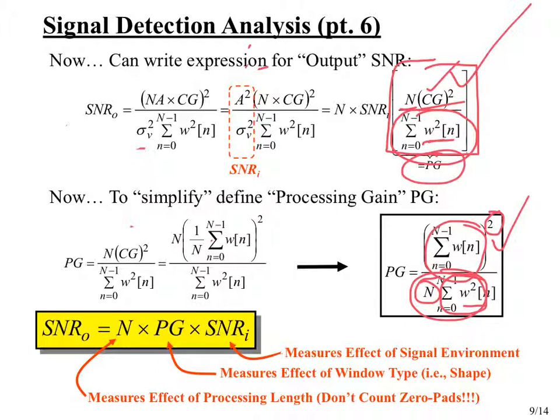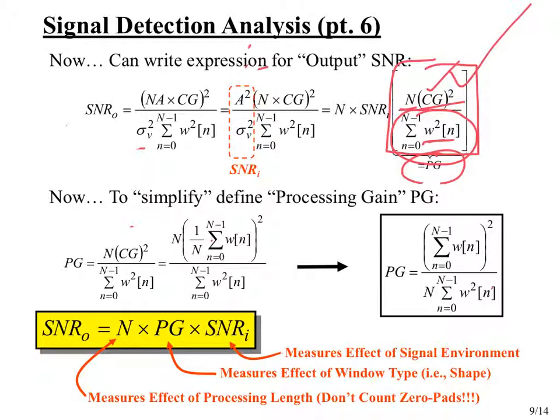So for a rectangular window, we'll have N squared over N squared, which is 1. So for a rectangular window, the processing gain is 1. And for other window shapes, guess what? Less than 1. So look what we have now. We've manipulated this into a nice form that we can think about.